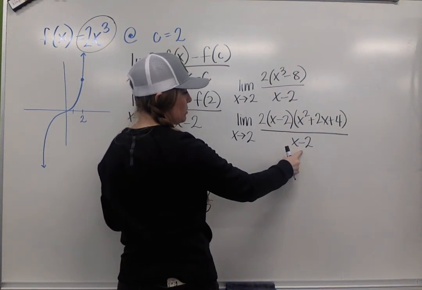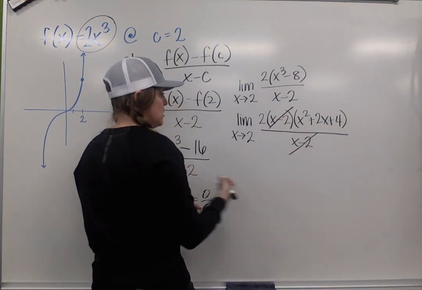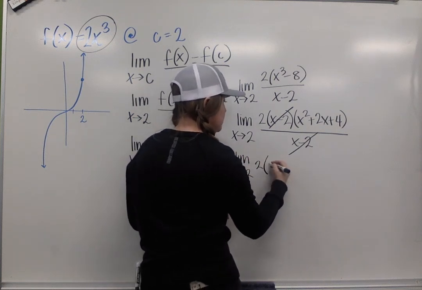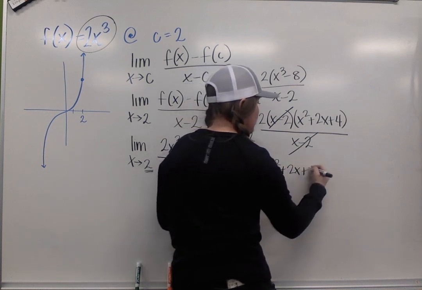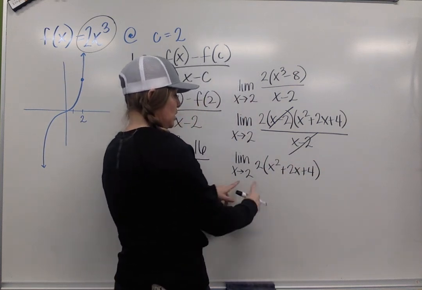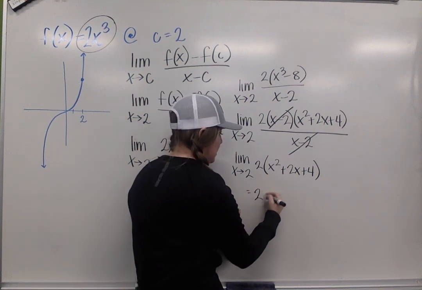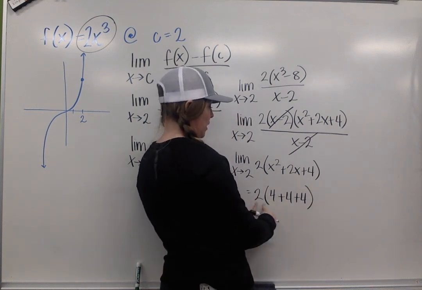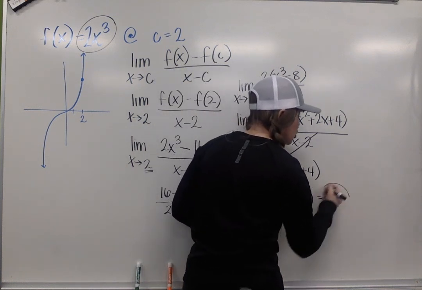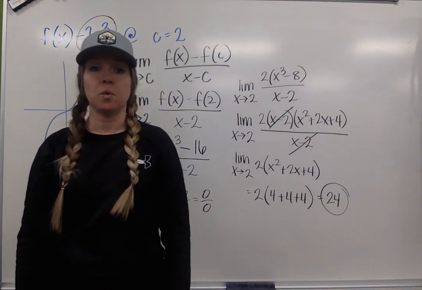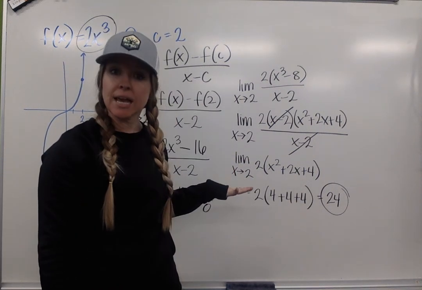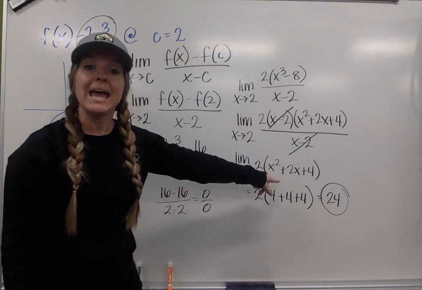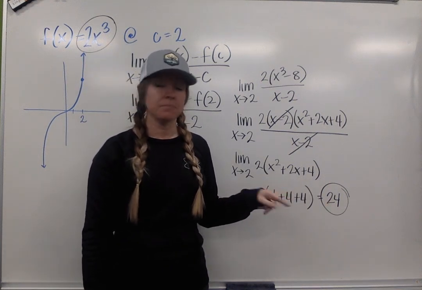Now I have x minus 2 divided by x minus 2, which is 1. So I'm left with the limit as x approaches 2 of 2 times x squared plus 2x plus 4. So now if I plug 2 in, I have 2 times 4 plus 4 plus 4. So 12 times 2, I have a slope at that point of 24. Okay, so I did the algebra to simplify out the issue, the 0 over 0, that indeterminate form, and I end up getting a slope of 24.